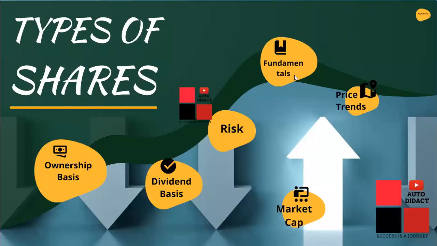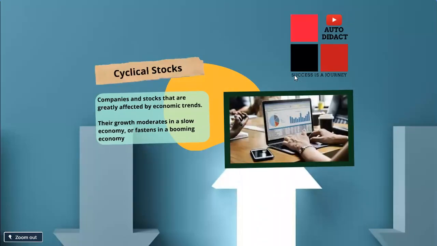Next basis of classifying the stocks is on the basis of the price trends. Prices of stocks often move in tandem with company earnings. Stocks are therefore classified into 2 groups. One is cyclical stocks. Some companies are more affected by economic trends. Their growth moderates in a slow economy, or fastens in a booming economy. As a result, prices of such stocks tend to fluctuate more as economic conditions change. They rise during economic booms, and fall as the economy slows down. Stocks of automobile companies are the best example of cyclical stocks.